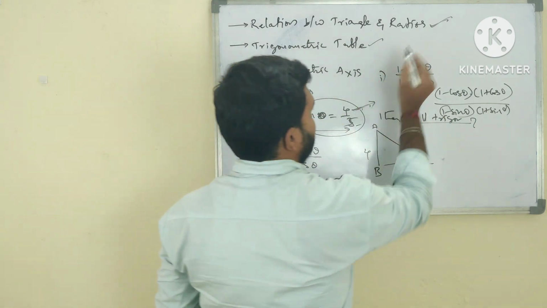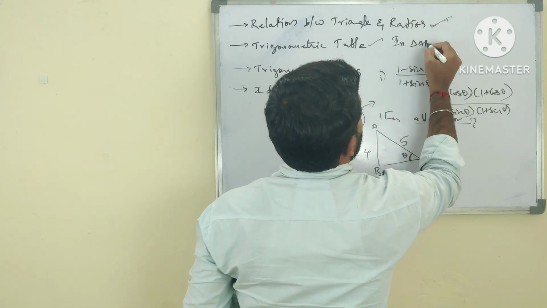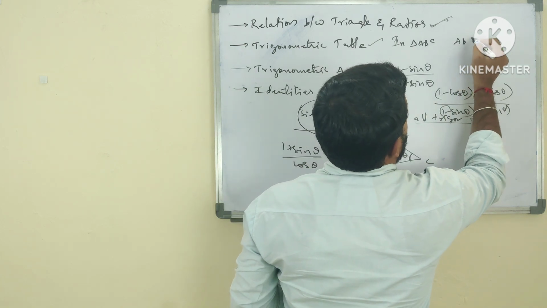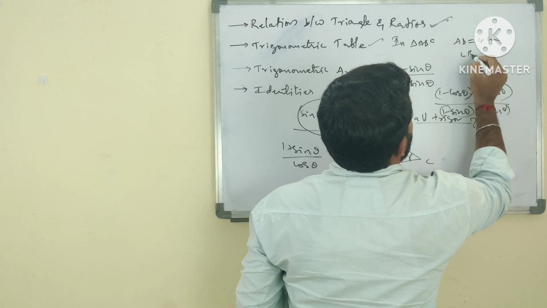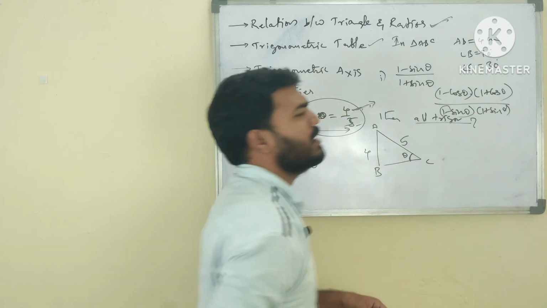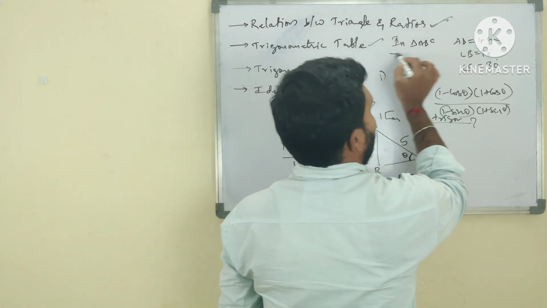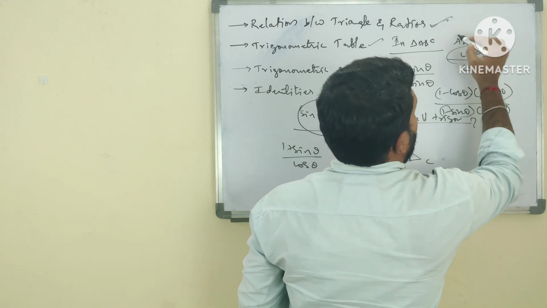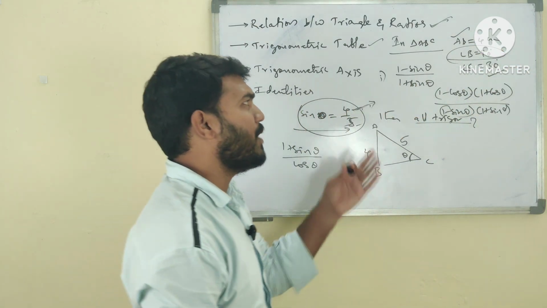For example, in triangle ABC, AB is equal to some 4 centimeters, angle B is equal to 90 degrees and angle C is equal to 30 degrees, then find all trigonometric ratios. Or the same question: in trigonometry triangle ABC, right angle is at B. If AB is equal to 4 centimeters and angle C is equal to 30 degrees, then find other two sides.